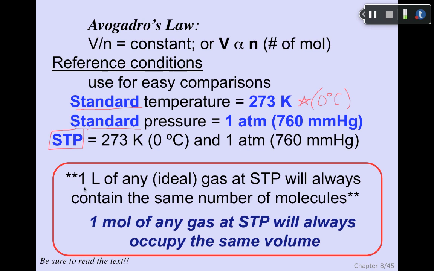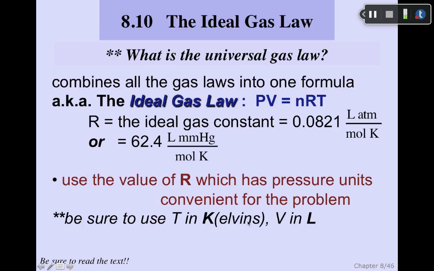The result of that thought gives you this notion that 1 liter of any gas, assuming it's behaving as though ideal, at a particular standard temperature and pressure will always have the same number of molecules. And so 1 mole of any gas will have the same volume as long as we're at standard temperature and pressure. This leads to some interesting shortcuts in doing some calculations. They're kind of fun once you see the shortcut.